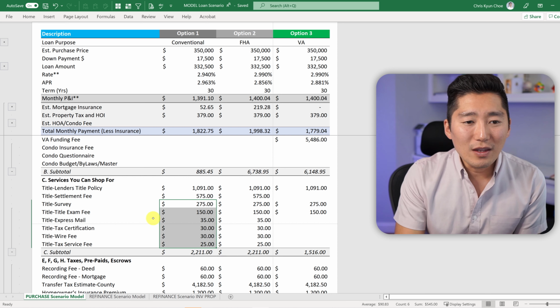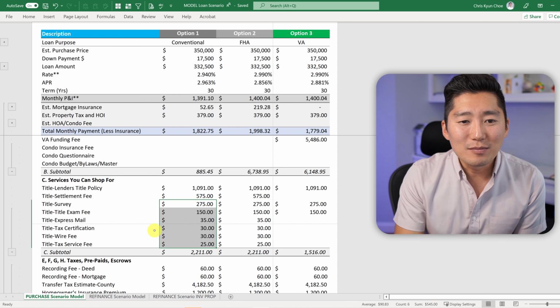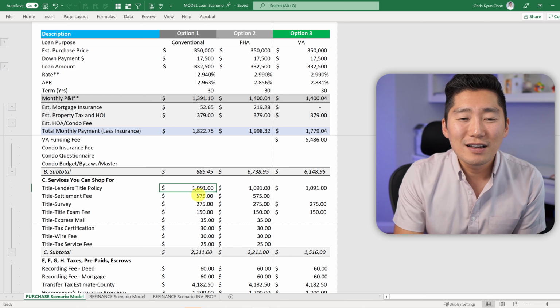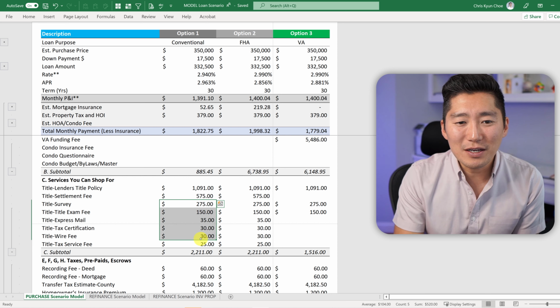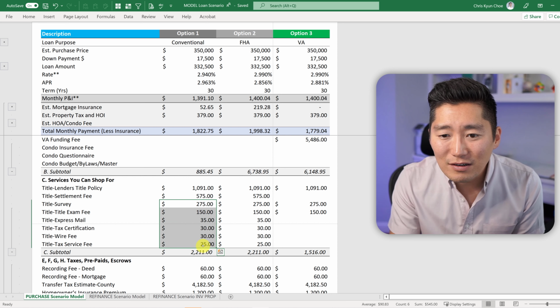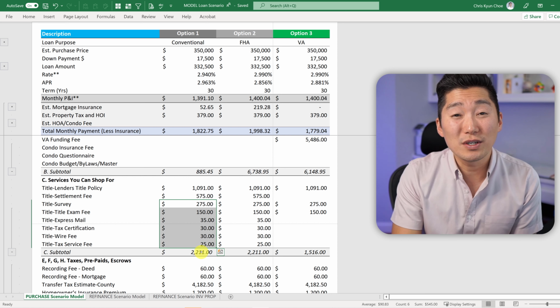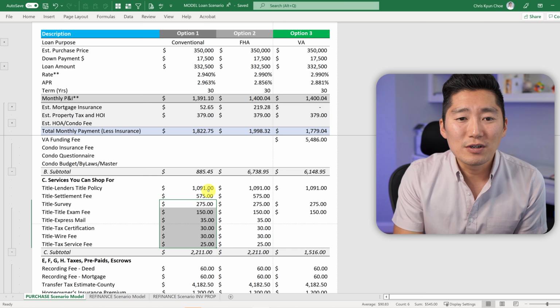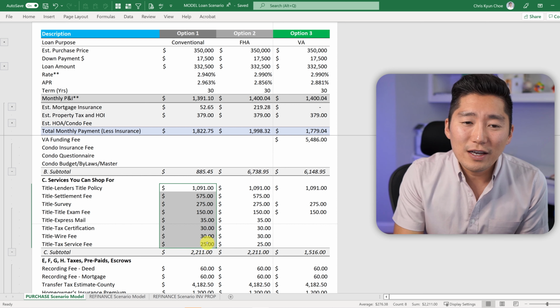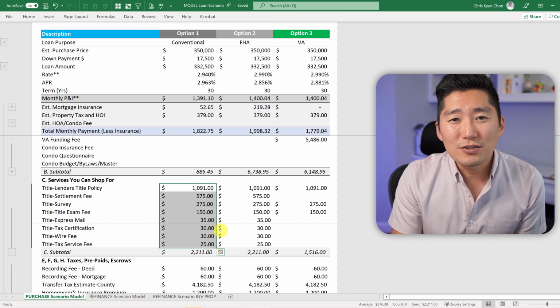So survey, exam. But you can see that the bulk of the fees in section C is the title policy and the settlement fee. Everything else doesn't make up that much. It's, let's see here, $545 of the $2,200. Again, if you're refinancing, you get to shop around if you want to.